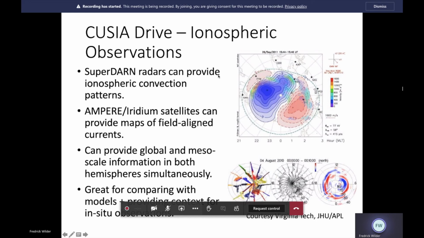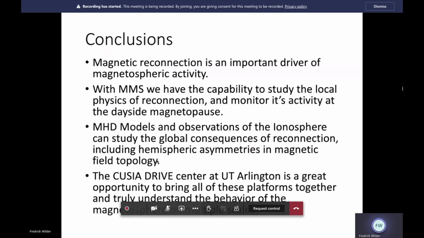And then, of course, my other background is ionospheric observations. I have a lot of experience with these SuperDARN radars that can provide us maps of the convection. I have experience with the AMPERE Iridium satellites. They all have magnetometers, and you can actually evaluate Ampere's law and measure electric currents going into and out of the magnetosphere, which we could then compare to in situ observations from MMS. And so this can provide global and mesoscale information, and they're great for comparing with models. So we can really attack multiple scales using multiple instruments. And so I'll leave my conclusions up so that people can start asking questions.